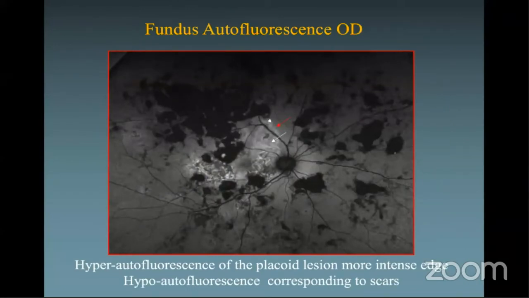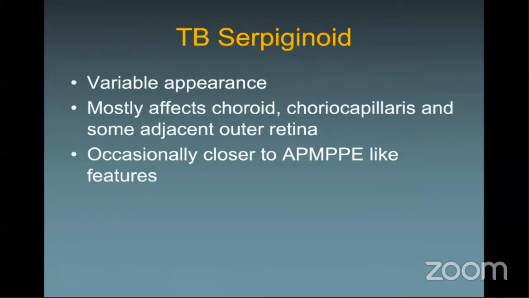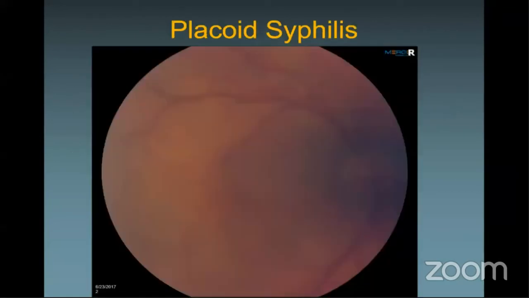Autofluorescence shows again something similar to what we saw with AP and PP, with hypoautofluorescence at the center and a rim of hyperautofluorescence, quite similar to the AMP example. So in summary, TB serpiginoid can affect the structures to variable extent, and you can have a slightly different appearance in the autofluorescence and OCT imaging based on the intensity of the structures that are involved, which includes the outer nuclear layer, the photoreceptors, ellipsoid line, the RPE, the choriocapillaries, and the choroid.